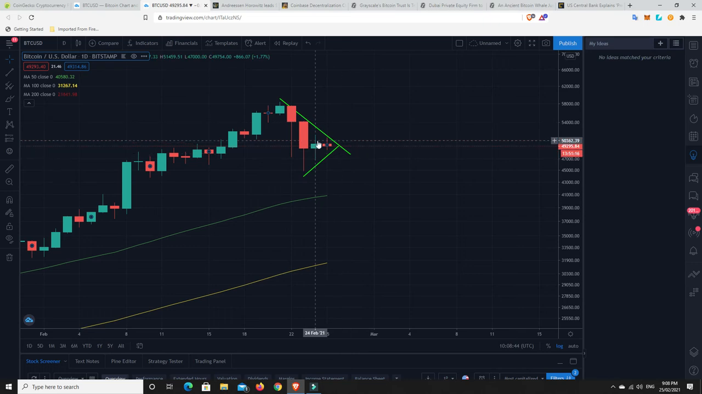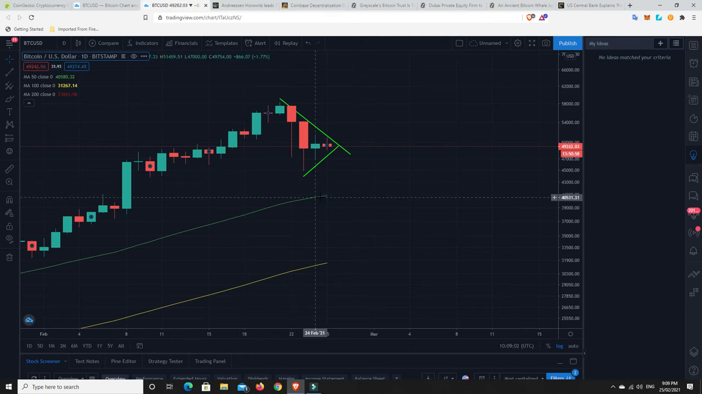I actually am expecting that we might break out the top of this, but then come down, and I think we correct a little bit further. Like I said, I think Bitcoin's probably going to come down to somewhere around 43,000, 44,000, and not just wick down there. I think we'll have a legit candle come down there, and maybe even lower.